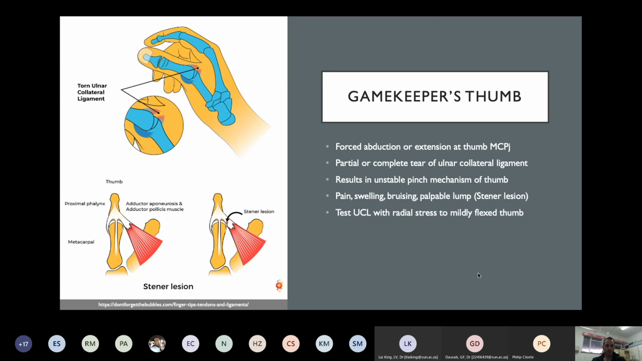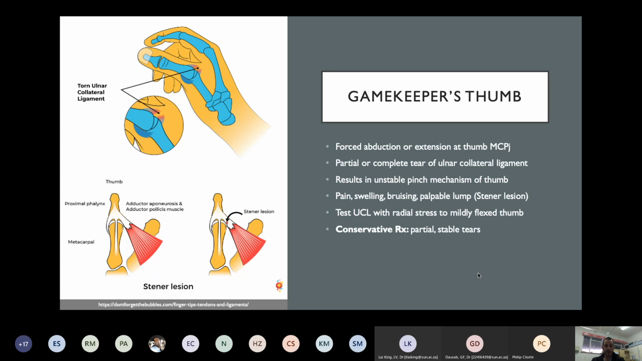How to assess for ulnar collateral ligament injury is you want to have the thumb mildly flexed and then apply radial stress. Okay, so you want to exacerbate the injury and see if there's any laxity. Ligament laxity of more than 15 degrees in comparison to the normal side would be diagnostic for an ulnar collateral ligament injury.